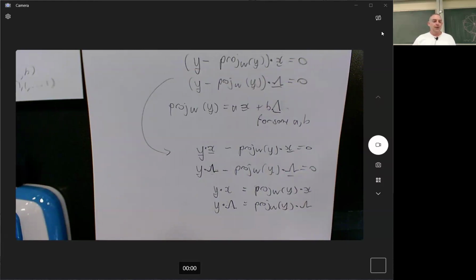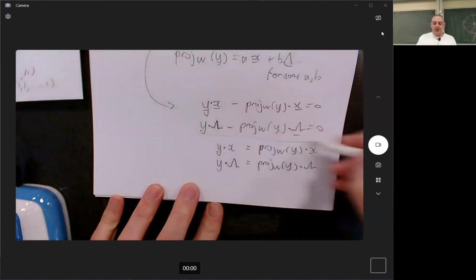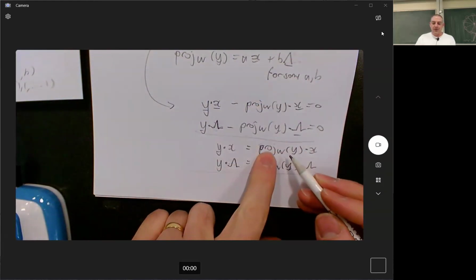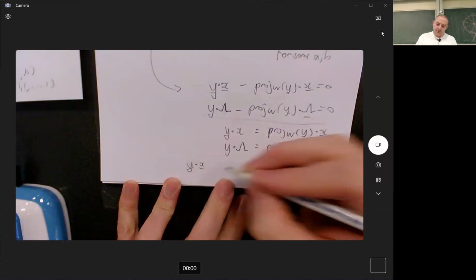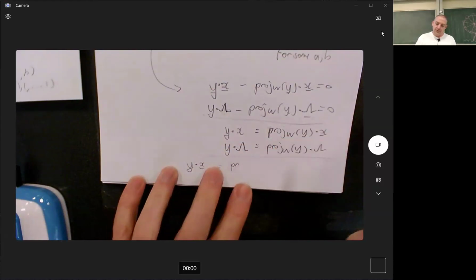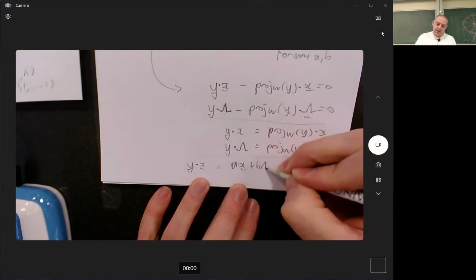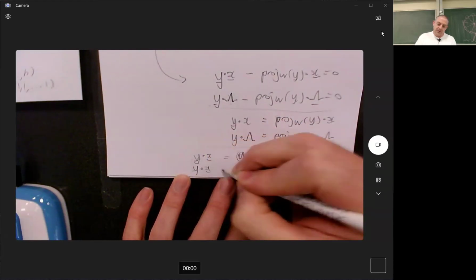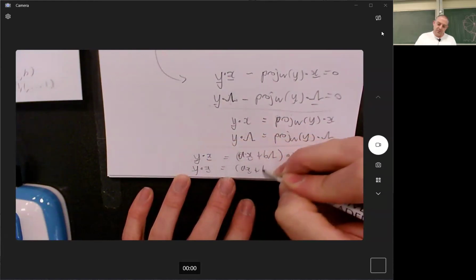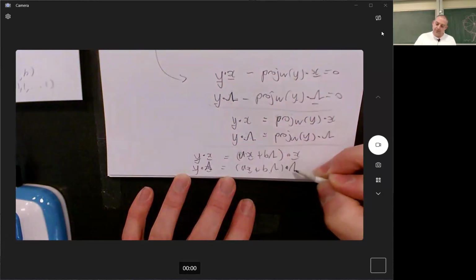Okay. So that feels like a lot of work and I need to summarize it, but we're here at this point and there's one more step to go, which is we need to put the AX plus B lambda in. Y dot X is AX plus B lambda dot X, and Y dot lambda is AX plus B lambda dot lambda.